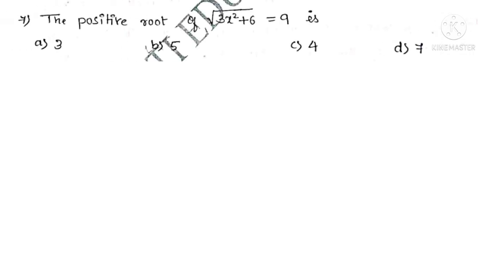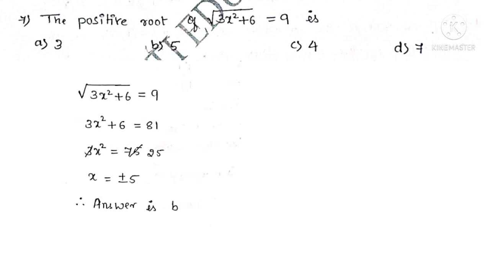Next question. The positive root of square root of 3x square plus 6 is equal to 9 is. So again this is a very simple problem. Consider the problem. Square root of 3x square plus 6 is equal to 9.